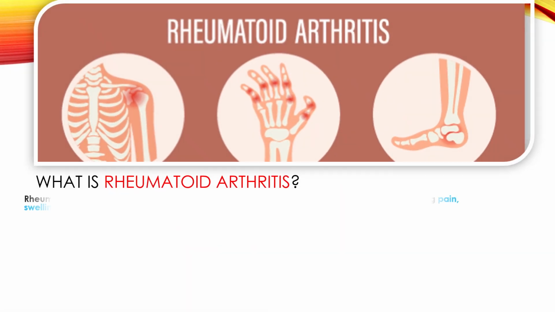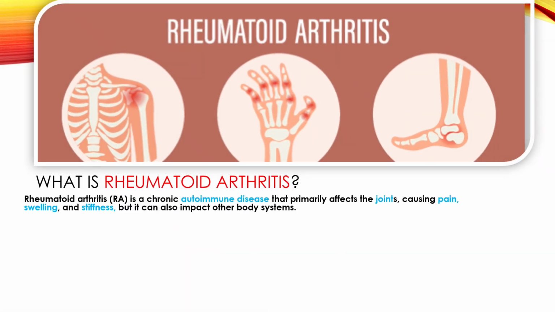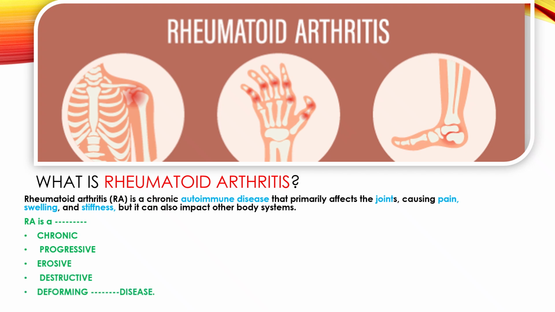What is rheumatoid arthritis? Rheumatoid arthritis is a chronic autoimmune disease that primarily affects the joints, causing pain, swelling, and stiffness, but it can also impact other body systems. But we need to remember some basic key points about rheumatoid arthritis. Rheumatoid arthritis is basically a chronic, progressive, erosive, destructive, and deforming disease. It is a deforming arthropathy.